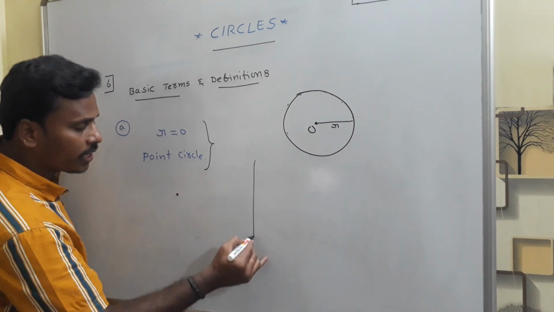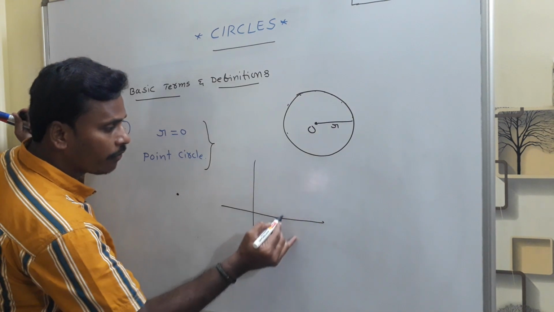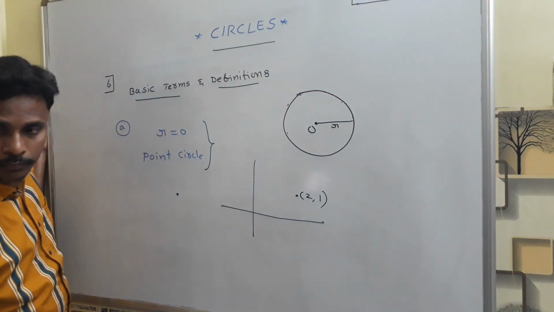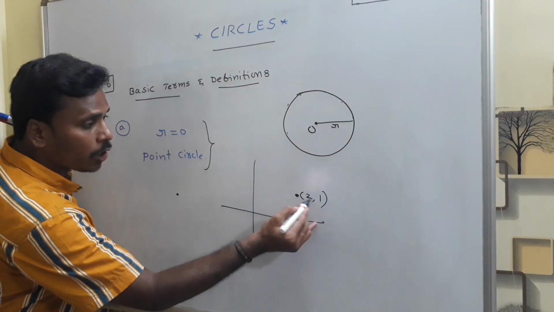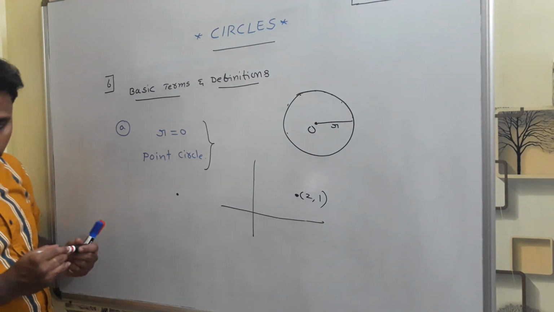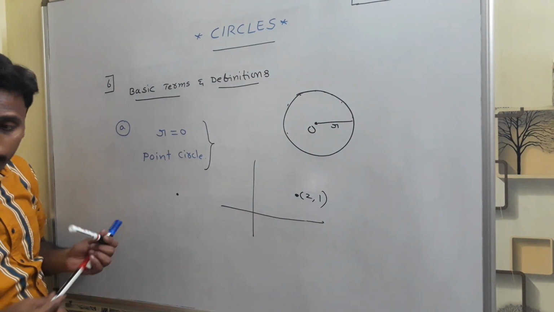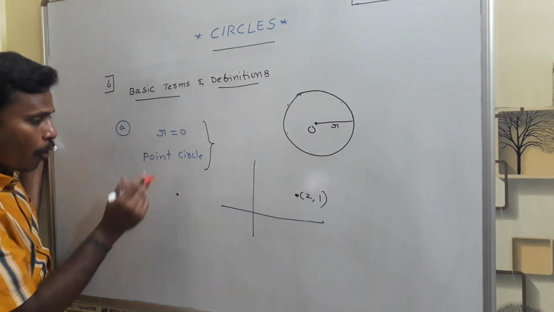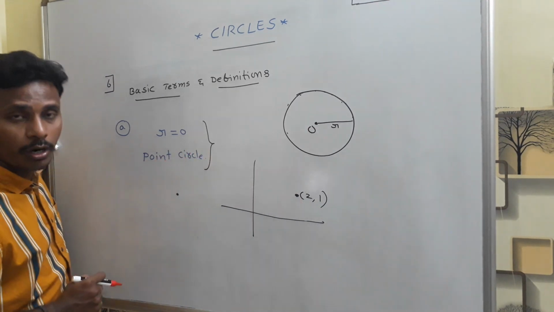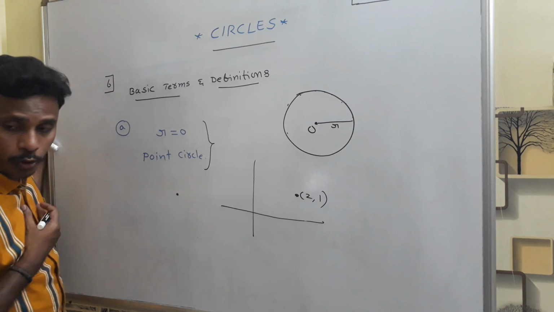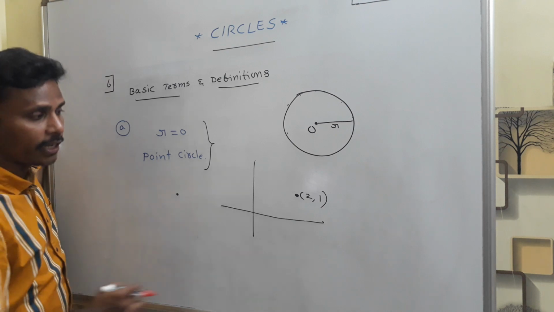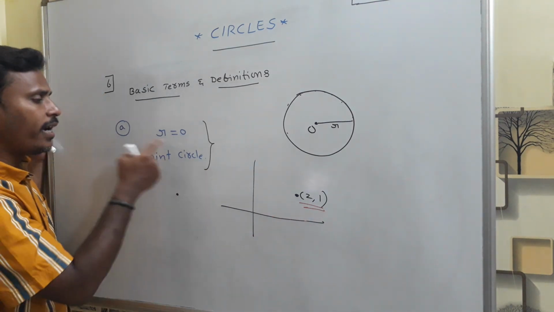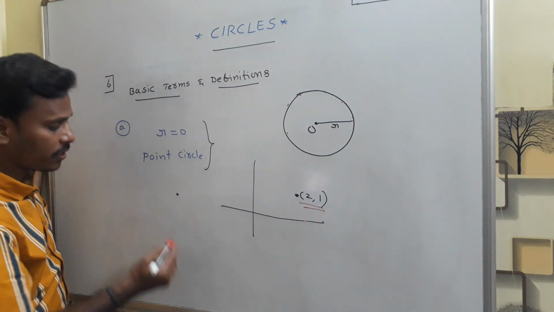Suppose in the coordinate system I have a point somewhere here whose coordinates are (2, 1). I will treat this point (2, 1) also as a point circle. And what is its equation? So, the equation of a point circle having center (2, 1). Having center (2, 1), radius is 0 since I mentioned it as a point circle.